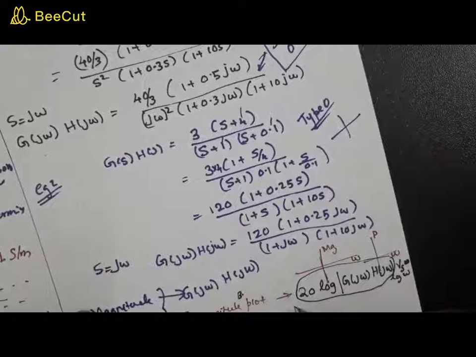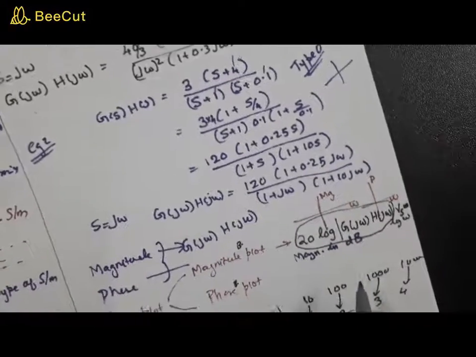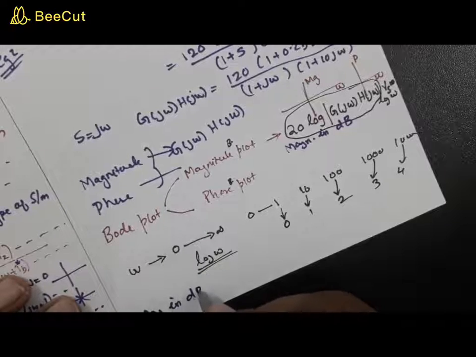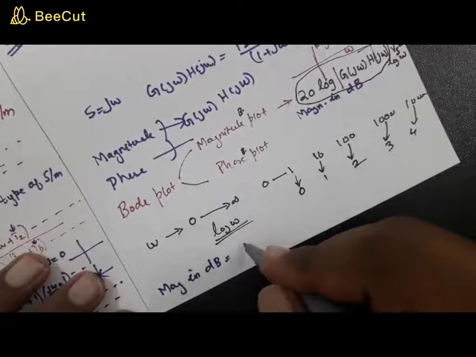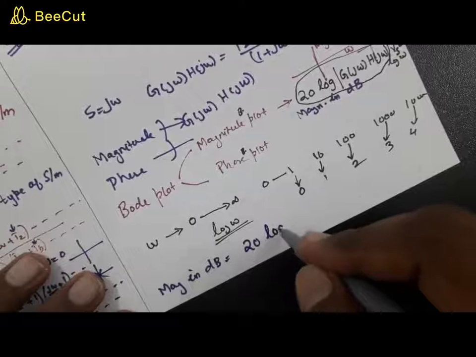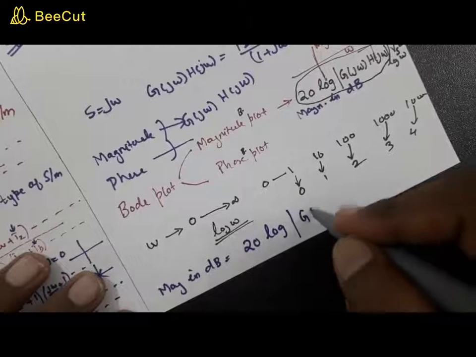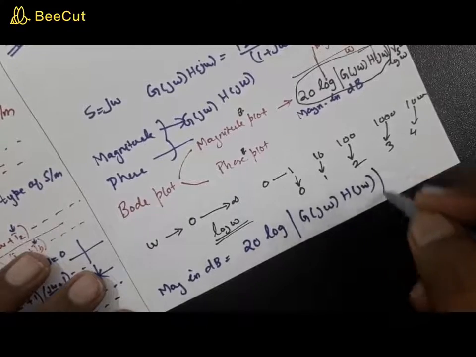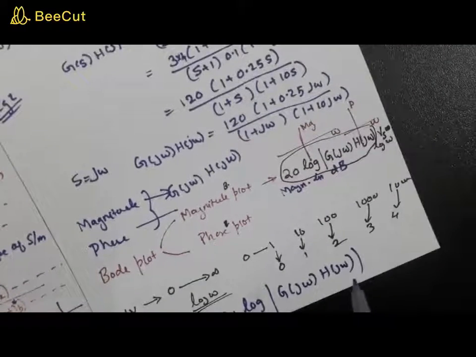This is very important. You need to understand it very clearly. This is actually the magnitude in decibel. Okay, so I'll just write it here. The magnitude in decibel is given by 20 logarithm of the magnitude of G(jω)H(jω). Okay, so that is actually the magnitude.